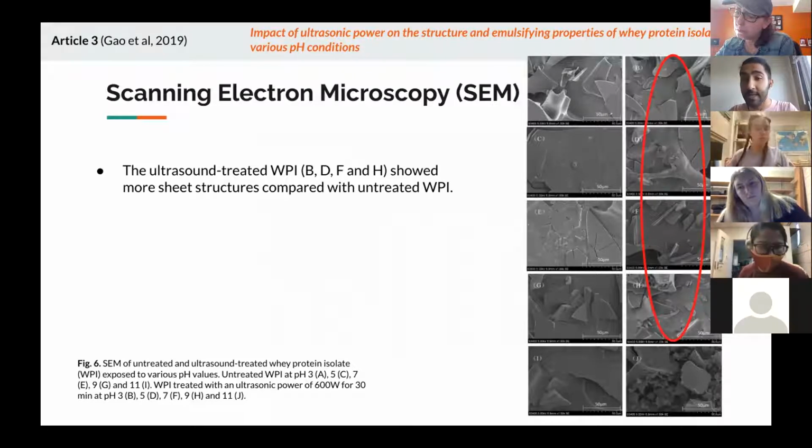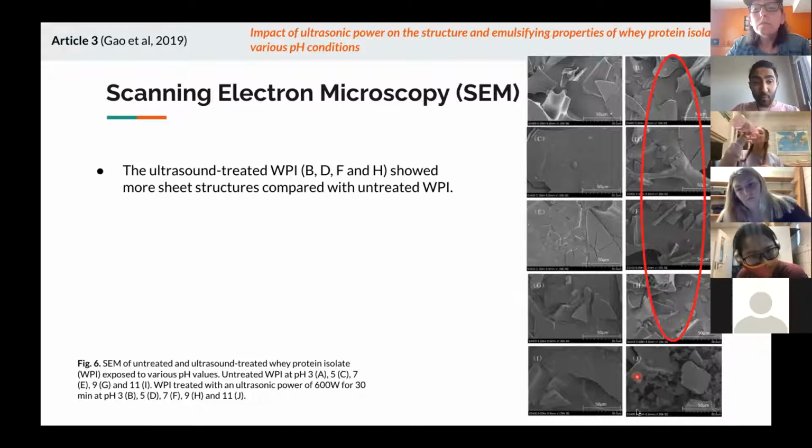In scanning electron microscopy, the ultrasound-treated whey protein isolate samples B, D, F, and H, indicated in the red circle, showed more sheet structures compared with untreated whey protein, which is next to the red circle. And in the down right corner, sample J was broken into much smaller sheet-like structures, indicating that the whey protein isolate structure was severely disrupted in extremely alkaline conditions under high-intensity ultrasound. This shows that ultrasonic treatment could produce more irregular sheet-like structures. Next.